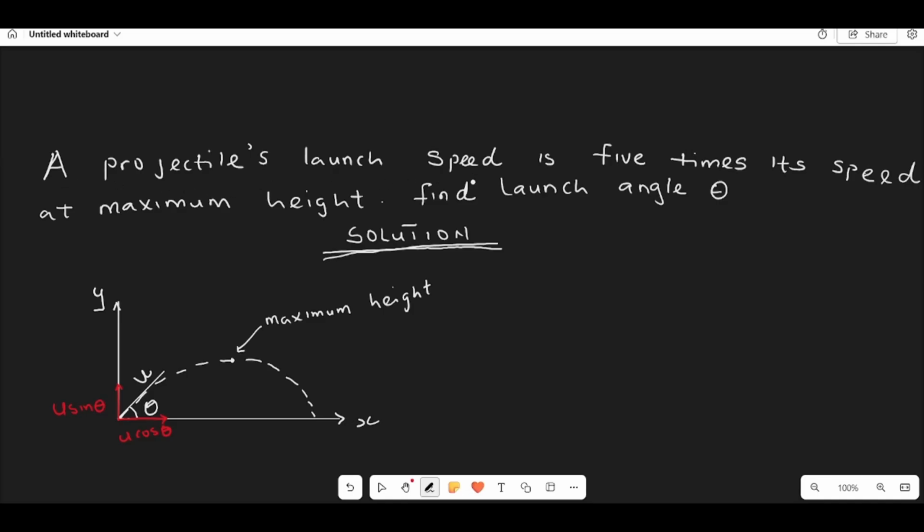The projectile launch speed is 5 times its speed at maximum height. Find the launch angle theta. The given problem can be represented with this diagram. Our u here represents the initial velocity of the projectile, where u sin theta represents the initial velocity of the projectile in the vertical direction, and u cos theta represents the initial velocity of the projectile in the horizontal direction. And the question says the launch speed is 5 times its speed at maximum height.